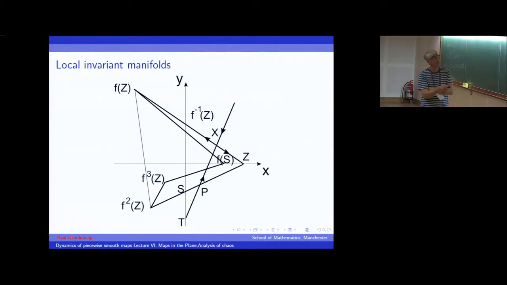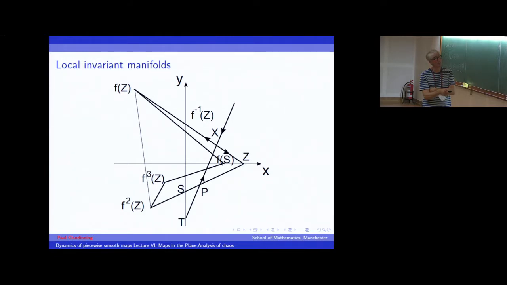So now, let's look at the image of, say, that triangle. Well, z goes to f of z. F inverse of z goes to z. S goes inside. So zs goes to this line.